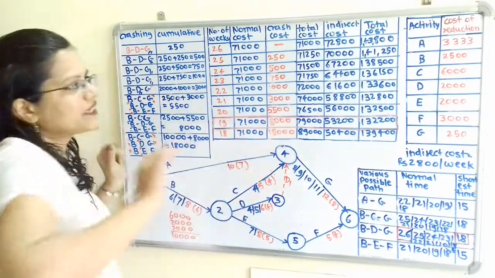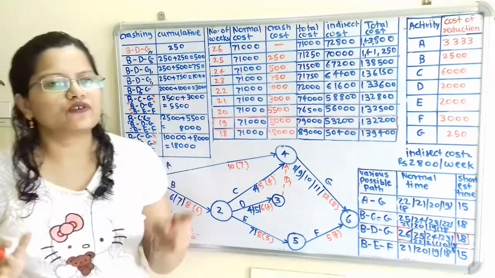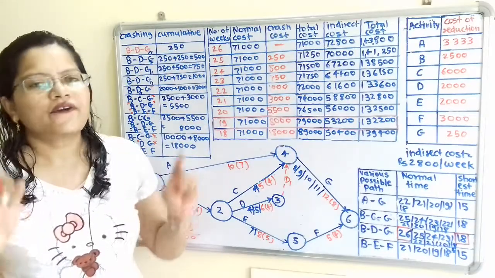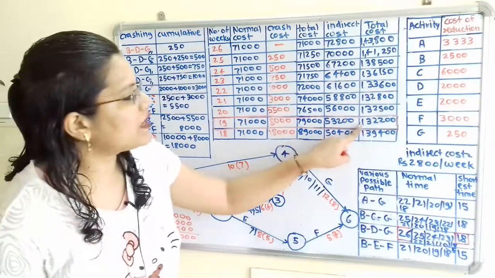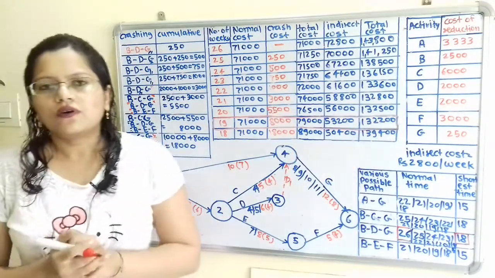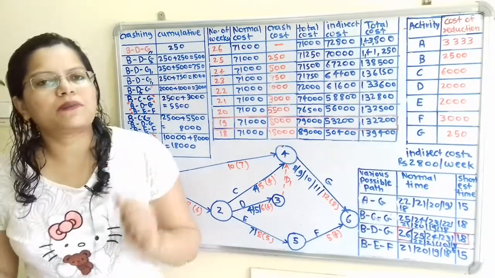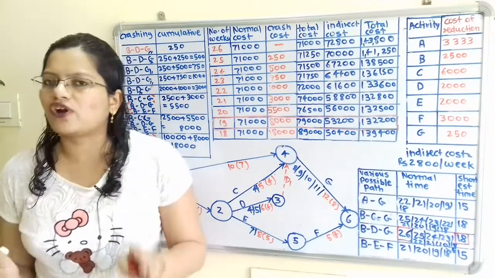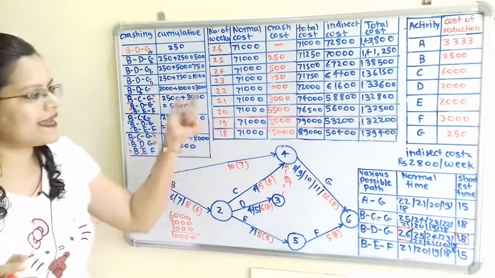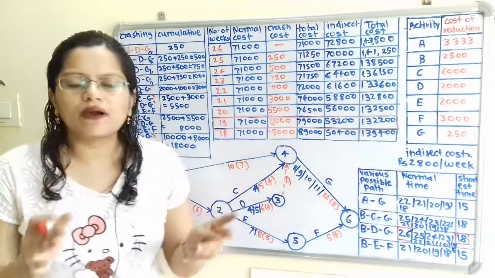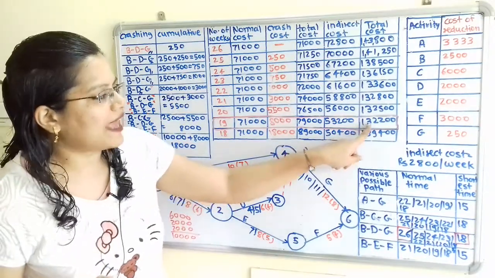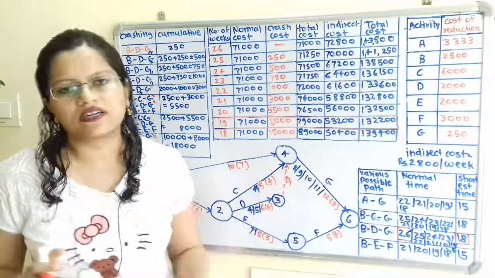Now from this we can say that we can reduce the project time up to 19 weeks with minimum cost 1,32,200. So what is the best possible time for the completion of the project? That is 19 weeks, and this gives us the minimum cost of the project, that is equal to 1,32,200 rupees.